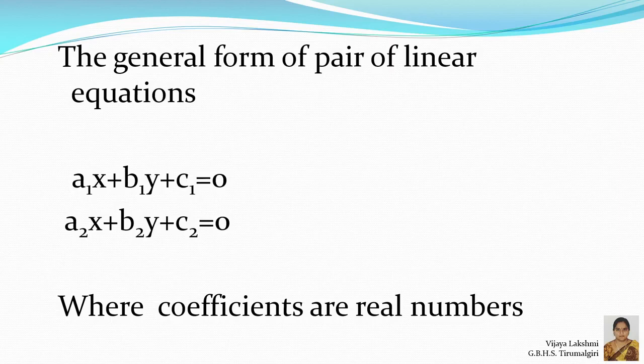Here all the coefficients are real numbers and a1 or b1 are not equal to 0, a2 or b2 are not equal to 0. Because when both become 0, then there is no question of a variable. So the coefficients become 0, and we don't have any linear equation with variables.